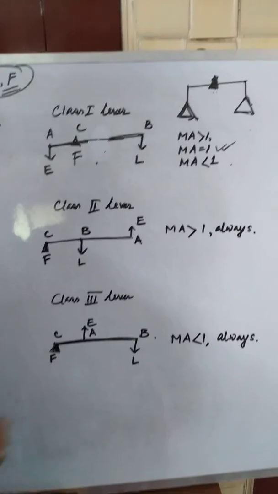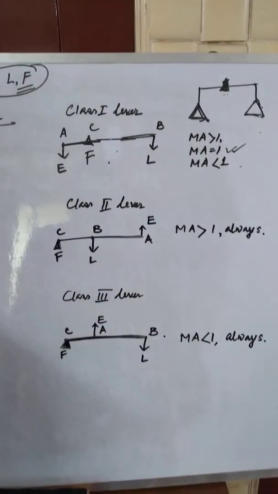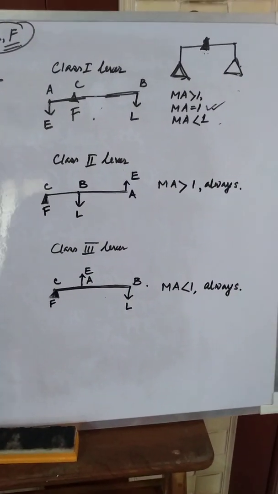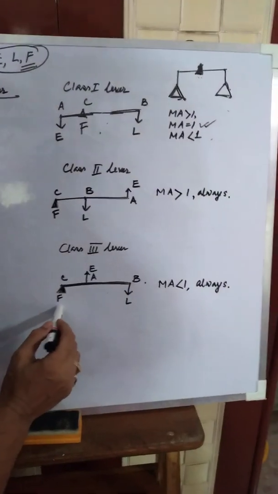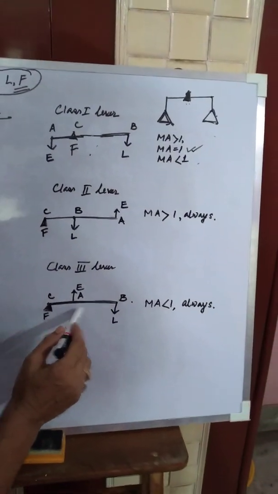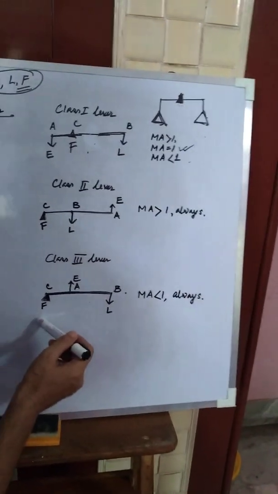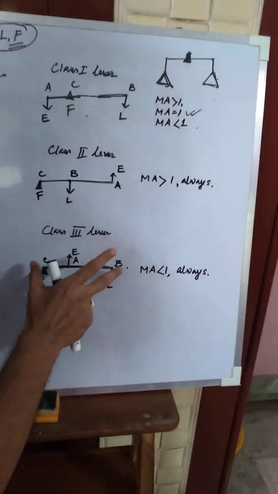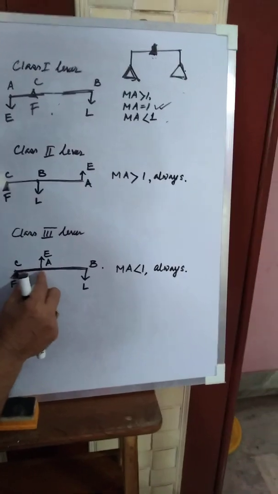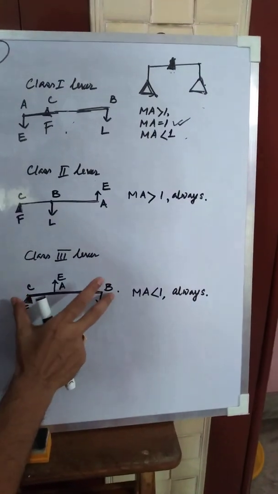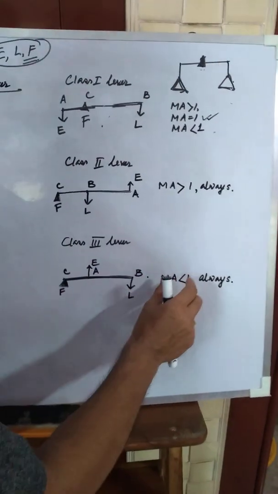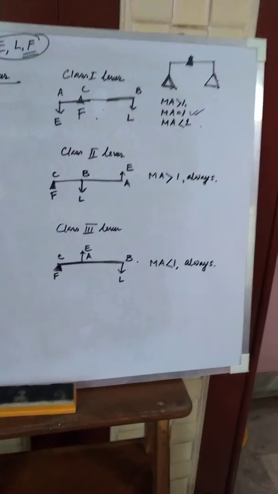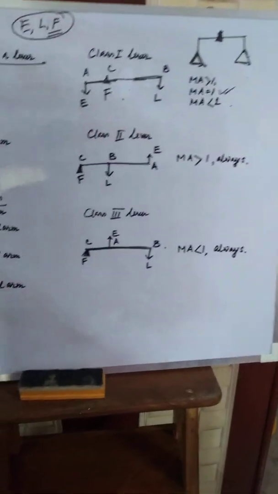Now come to the class 3 lever. This is the diagrammatic representation of the class 3 lever, and you see the effort is situated in between fulcrum and the load, and obviously the effort arm, that is AC, is always shorter than the load arm BC. So the mechanical advantage of class 3 lever is always less than 1.